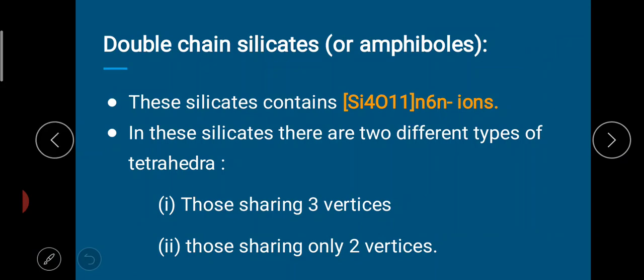Next we are moving on to double chain silicates. These silicates contain (Si4O11)n 6n- ions. There are two different types: those sharing 3 vertices and those sharing 2 vertices. Now let us understand that with the help of the picture.